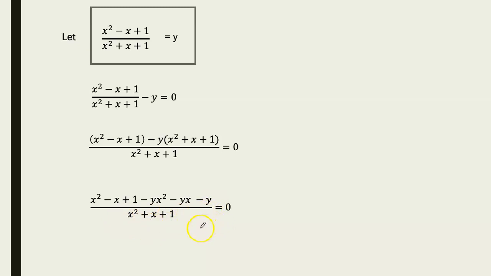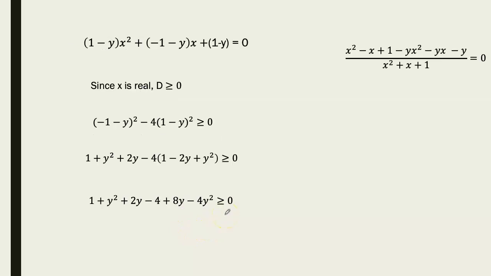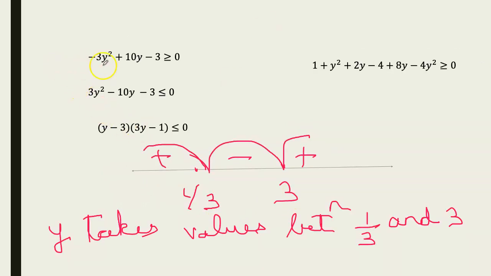Can you cross multiply here? Yes, because you have an equal to sign. So when you simplify the left hand side, you get (1 − y)x² − (1 + y)x + (1 − y) equal to 0. So we have got a quadratic in x and x is real. So what can you say about the discriminant? It is greater than or equal to 0. So b², that is (−(1 + y))² minus 4ac, that is 4(1 − y)², is greater than or equal to 0. Open the bracket and simplify. What do you get? You get −3y² + 10y − 3 greater than or equal to 0.